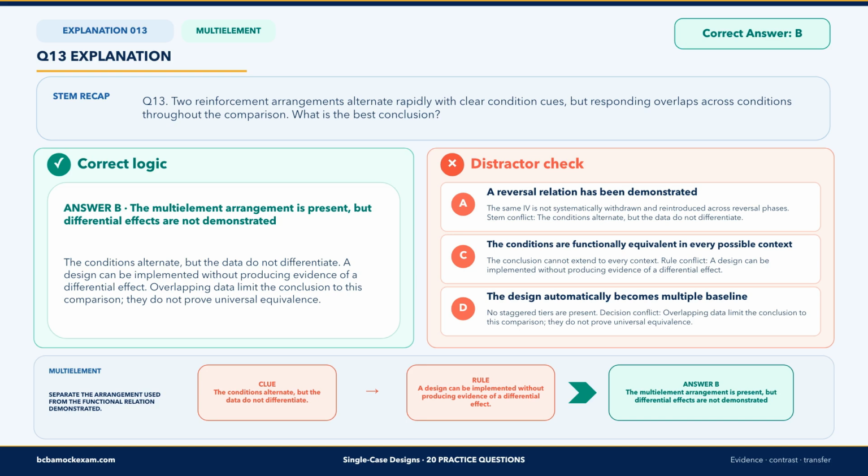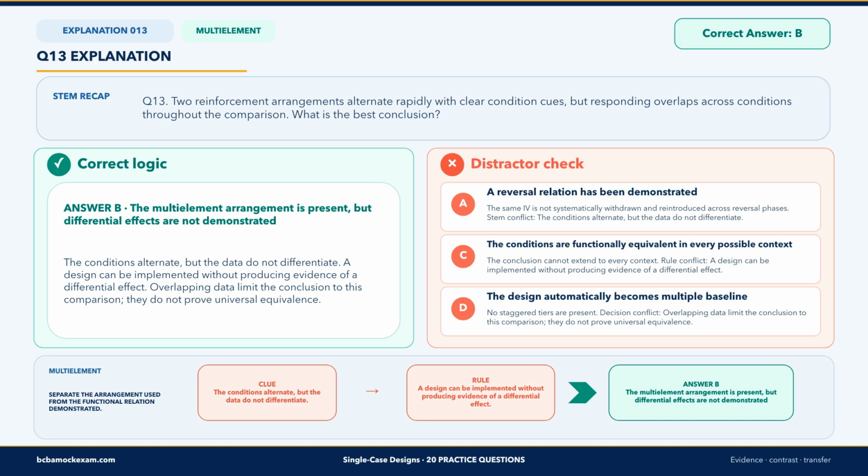For the first contrast, take the opening choice. A reversal relation has been demonstrated. The same independent variable is not systematically withdrawn and reintroduced across reversal phases. For the next contrast, use the second alternative. The conditions are functionally equivalent in every possible context. The conclusion cannot extend to every context.